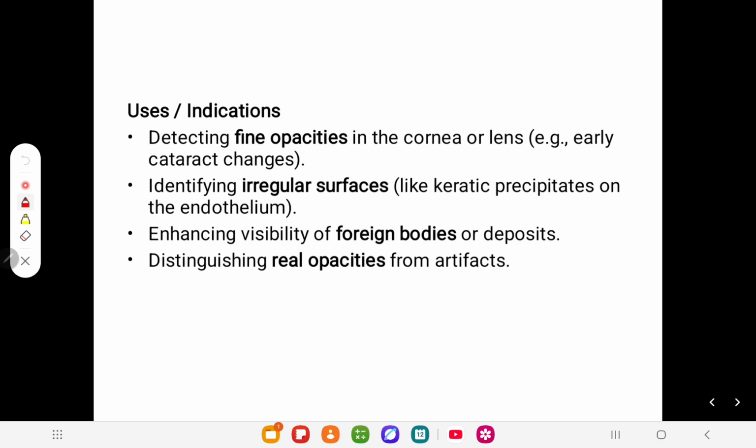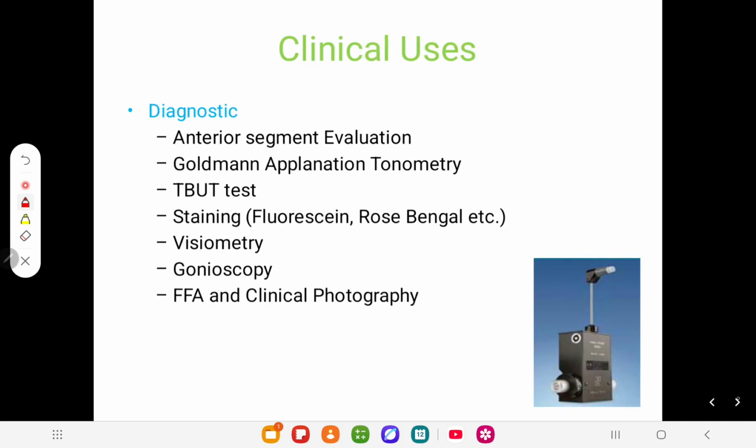When you use this technique, you can find fine opacities in the cornea or early changes, especially when we rapidly search for foreign bodies too. I used to do that. It helps identify irregular surfaces, especially keratic precipitates on the endothelial surface, enhances visibility of foreign bodies, and distinguishes real opacities from artifacts. It's very helpful at that particular point.